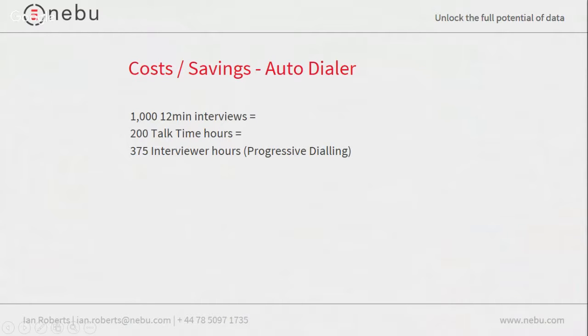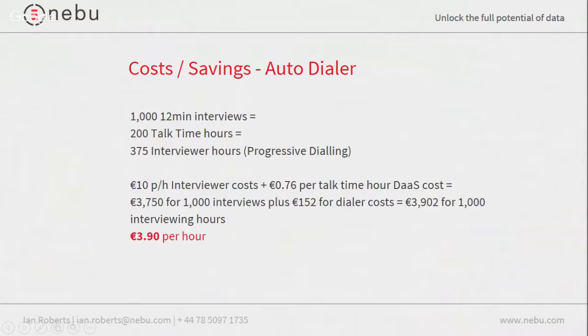Then when we look at the impact on the costs, I'm still paying 10 euros per hour for my interviewer, my agent, but I've now got a 0.76 euro talk time hour for the dialer cost, the dialer as a service cost from Nebu. If I put all of those together, I'm looking at a total cost of about 3,902 euros for my 1,000 interview hours. So it's 3.92 per hour. And the difference between 10 euros and 3.90 euros is a much lower cost.